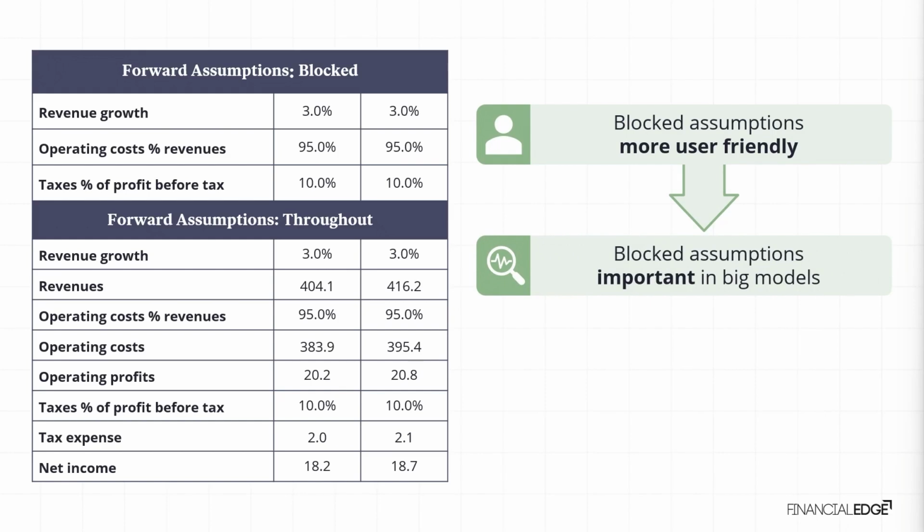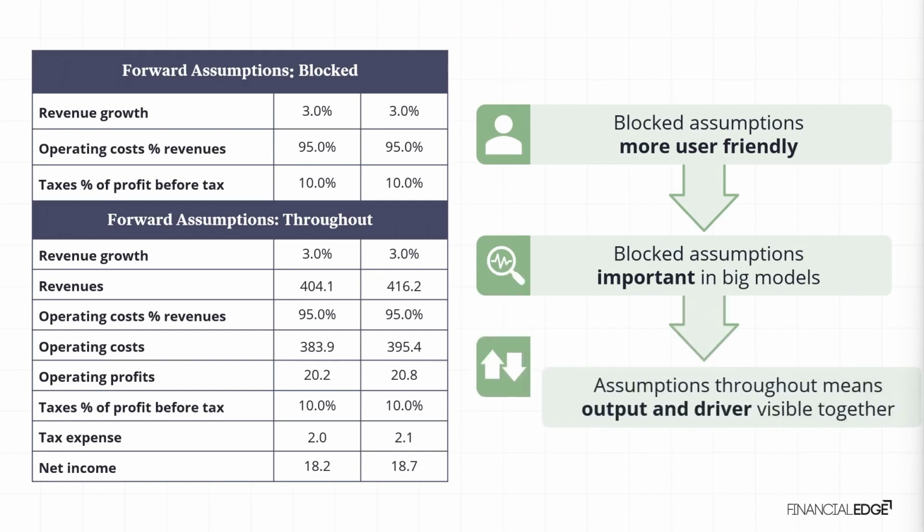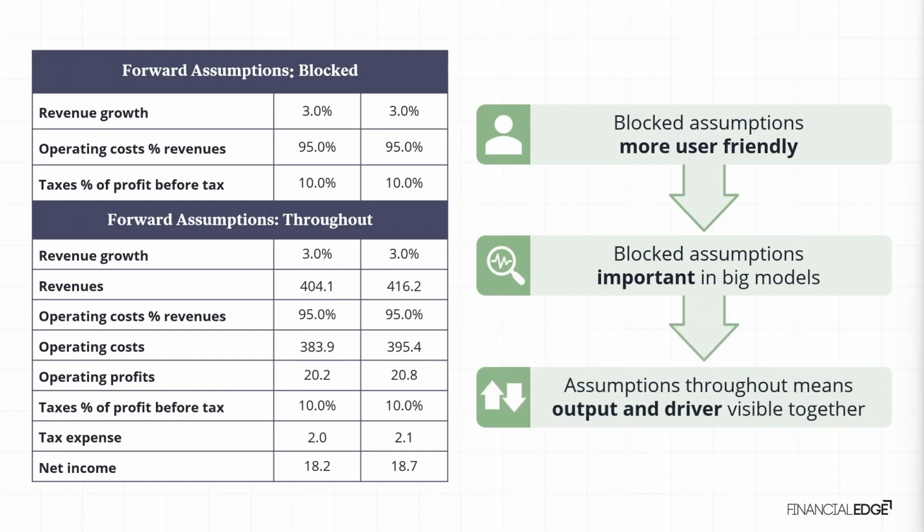If we look at the bottom part of the table though, I can see revenue growth assumptions here, 3%, and then I can see the output, revenues, 404.1. So I've got the driver, the 3%, and the output together. The benefit here is that your output and driver are being visible together, and so I can see what is actually driving my output. So we've got a difference here between blocked assumptions and throughout or threaded assumptions.